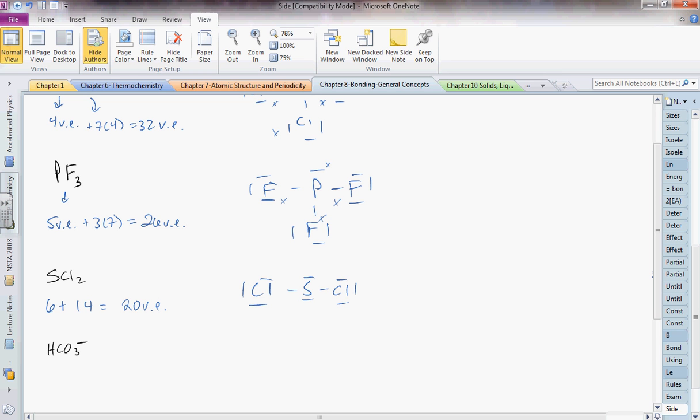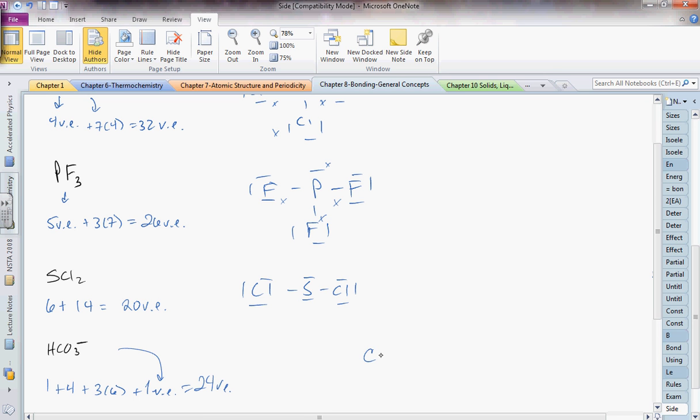And then finally we have HCO3, so we'll have 1 plus 4 from the carbon, plus 3 times 6 from the oxygen, and then we add 1 more valence electron due to the negative charge of this polyatomic ion, this bicarbonate ion. So we have 5 plus 18 is 23, plus 1 is 24. So we have 24 valence electrons.